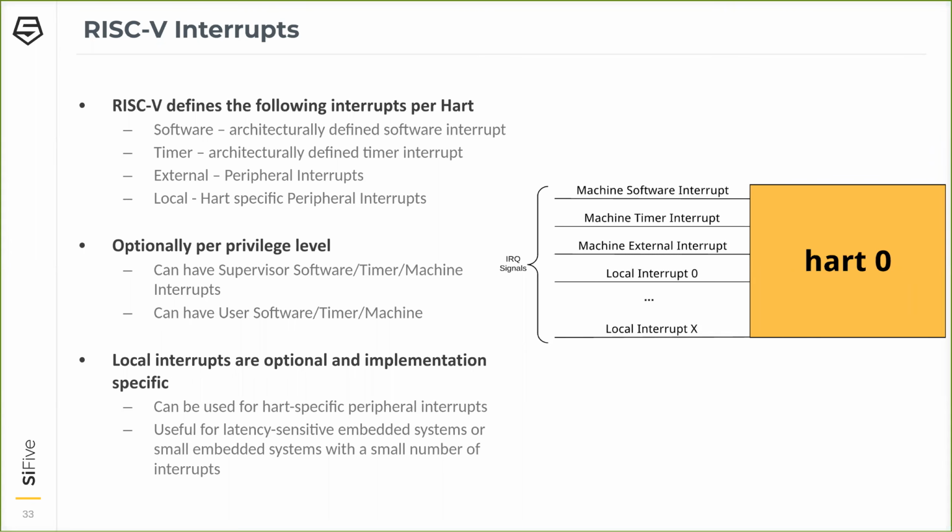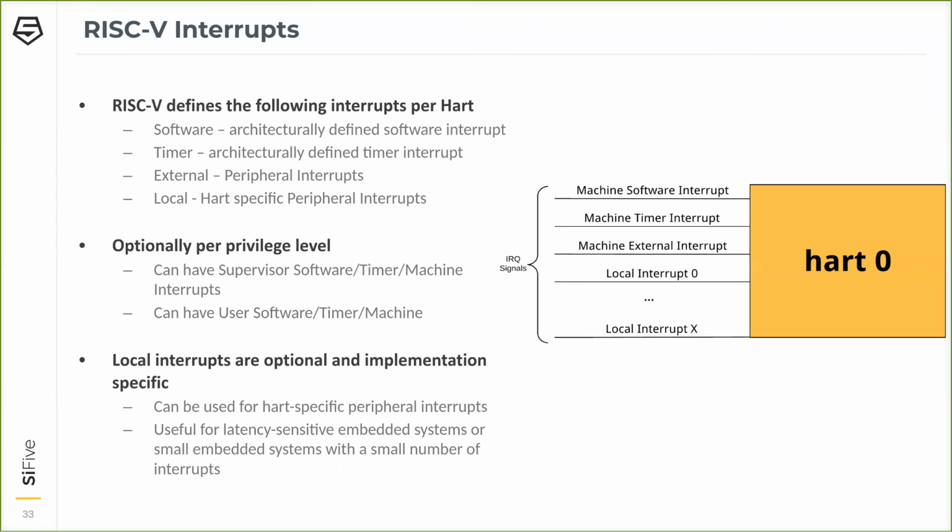And then external interrupts are for peripheral interrupts. These are normally where most of the peripheral device interrupts, such as DMAs and UARTs and so on, are connected. In addition to that, there are optional local interrupts. Local interrupts can be used for hart-specific peripheral interrupts. The difference between local interrupts and external interrupts is local interrupts only go to one specific hart, whereas an external interrupt would use something called a platform level interrupt controller to distribute interrupts to different devices. And we'll talk about that in a bit.